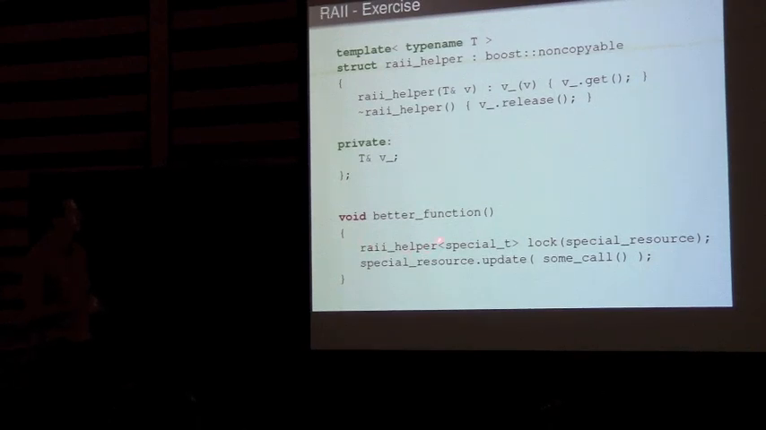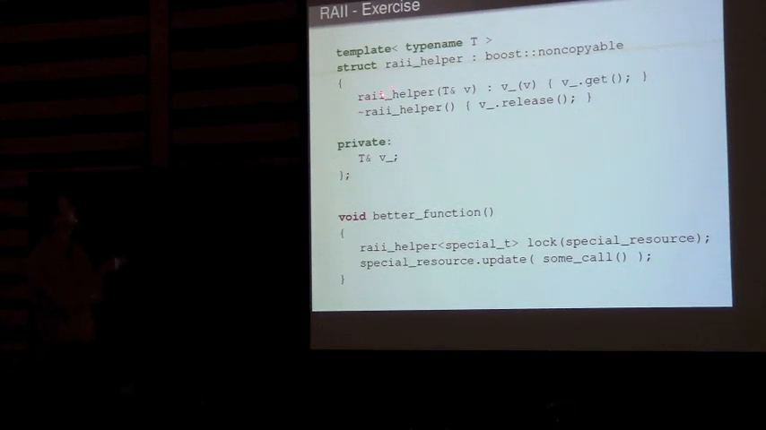Better function is going to instantiate this helper, giving it a type, which happened to be the type of my special resource. It's creating this local variable called block, and then doing the call that it had before. So it's a little simpler down here. I'm not doing my get and my release.